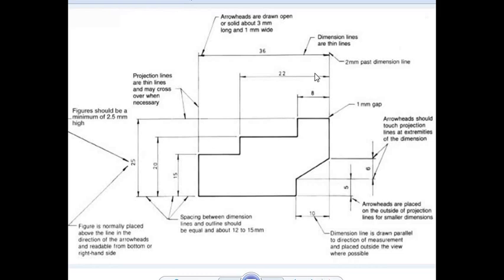And one most important thing that I want to mention here: all the dimension lines, be it extension line, dimension line, projection line, arrowheads, everything should be drawn with thin lines. You can observe here, projection lines are thin lines and may cross over when necessary. Next, dimension lines are also thin lines. You should remember from our previous discussion, except the main drawing, everything else that is used for construction of the drawing, that is supporting or describing the drawing, should be in thin lines. Only the main drawing should be drawn with thick lines.